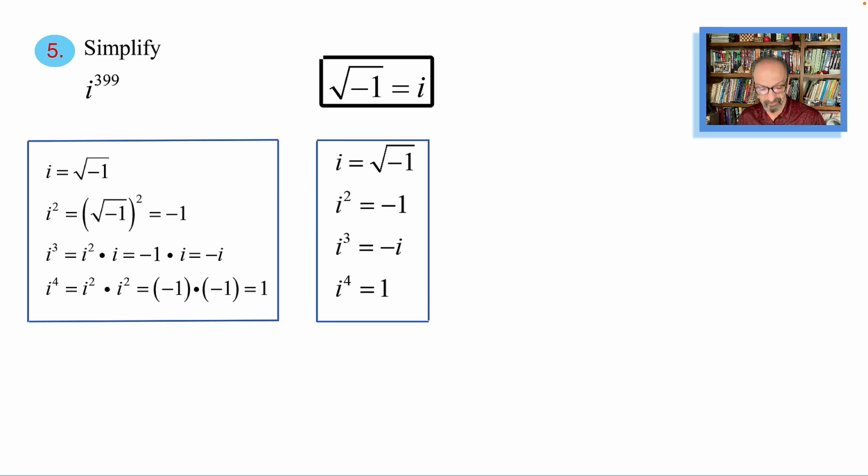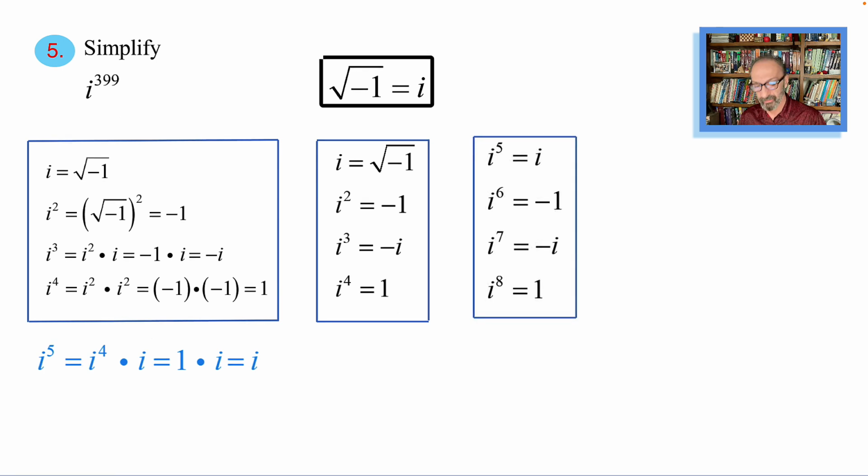How about I to the fifth? I to the fifth will be one more I after I to the 4. So it's 1 times I, because I to the 4 is 1. Notice that I to the fifth is I, takes me back right here. Moving on, we have I to the sixth equals negative 1, I to the seventh equals negative I, and I to the 8th equals 1. As you can see, it's a pattern that repeats every 4.